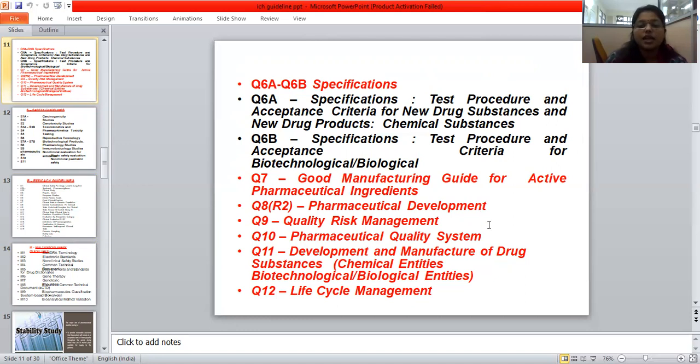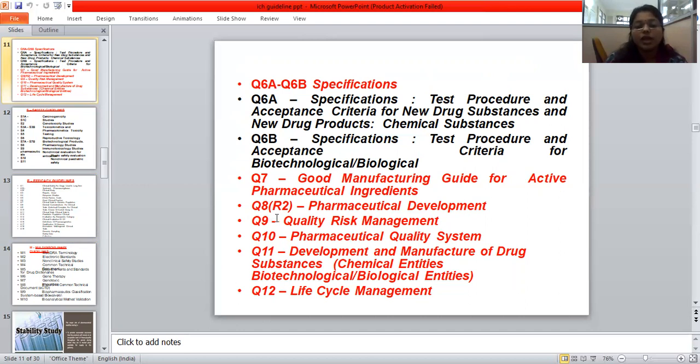So these three guidelines we can see in different ways when we want to apply the quality by design approach in our pharmaceutical product. You can refer to how to develop that product, what the risk management factors are in that particular product, and what the pharmaceutical quality system is. So all of this we can refer to when applying any quality tool in our pharmaceutical product.